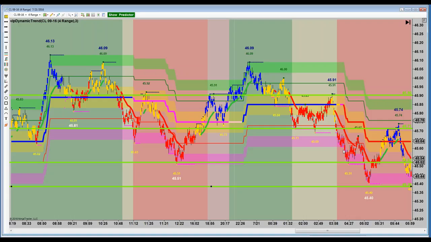You put the lines on to determine where the range is, first of all, right? And then the second thing is we have to determine how we're going to get in. Are we shorting? Are we buying? Are we doing both? Time's up.